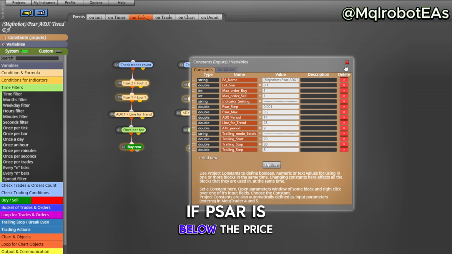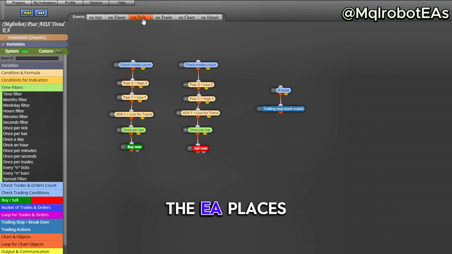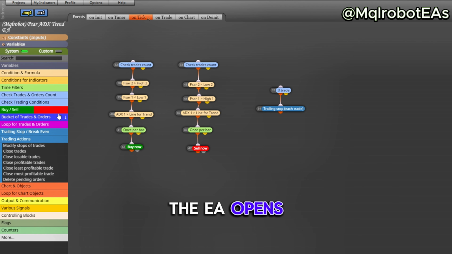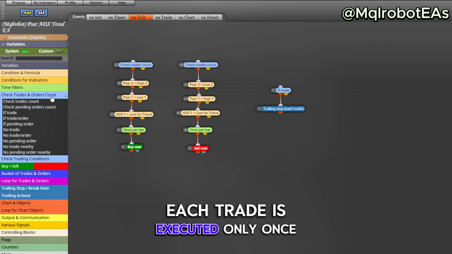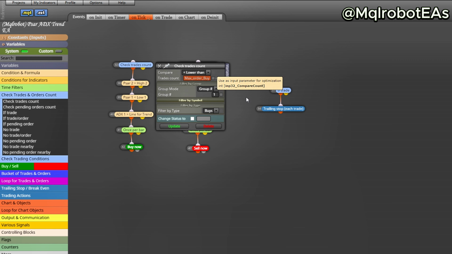When both conditions are met: if Psar is below the price and ADX confirms a strong trend, the EA places a buy order. If Psar is above the price and trend strength is valid, the EA opens a sell order. Each trade is executed only once per bar to prevent over-trading on small fluctuations.